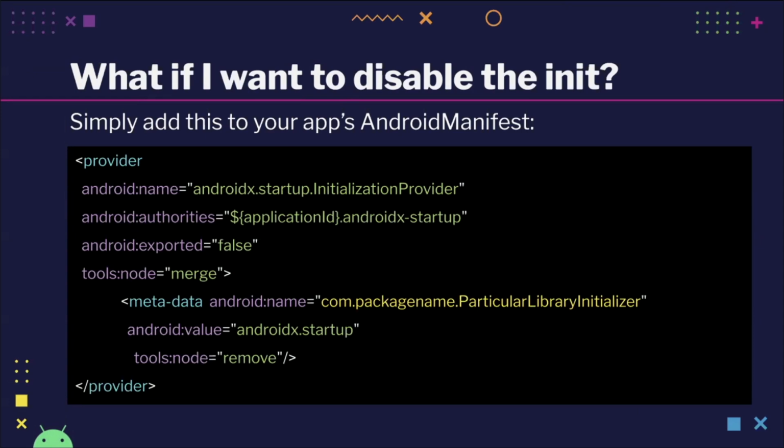But in this case, the way that Jetpack or AndroidX Startup works is that it creates meta tags to differentiate different initializers. So now your tools node goes onto the meta tag itself. But say you just want to disable everything. You don't want AndroidX to start any libraries because you want to debug something, and you just want to stop all the initialization process through AndroidX Startup. Then your tools node marker for removal would go onto the provider itself.